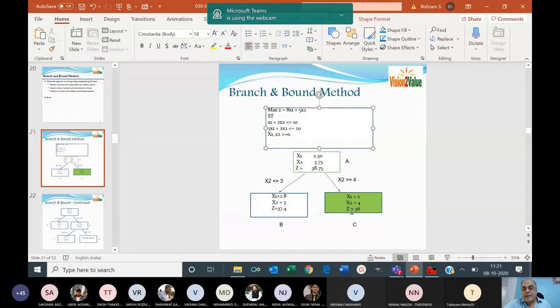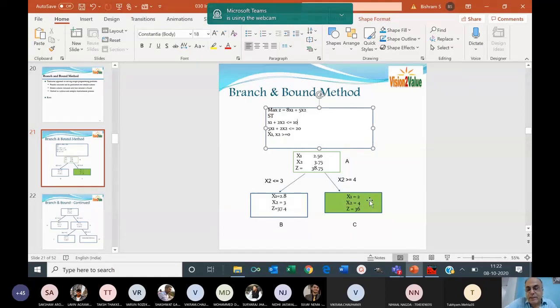I have put it in green color because this is an integer solution. That's why I have put it in green color. But we are not sure that this is the best value, as I mentioned, so we will explore the other values. The moment we get a lower value than this, we will stop. Or if we get a higher integer value, we will accept that one as the solution. So here, this is integer, so I am putting it in green color and keeping it aside.